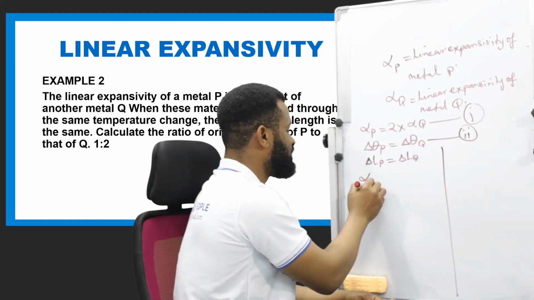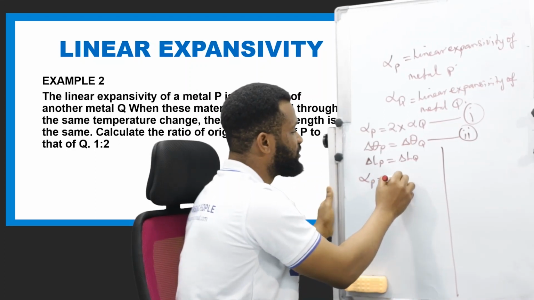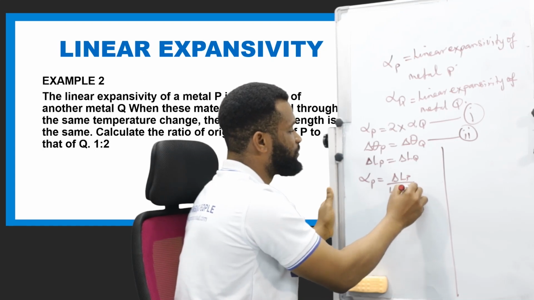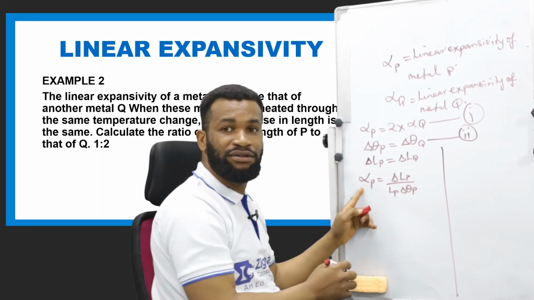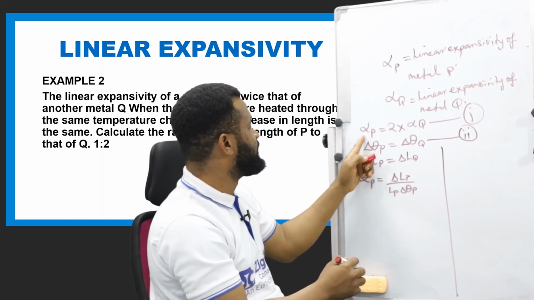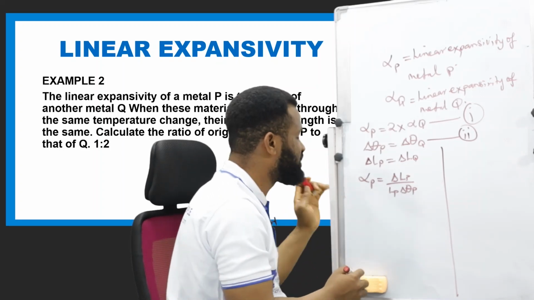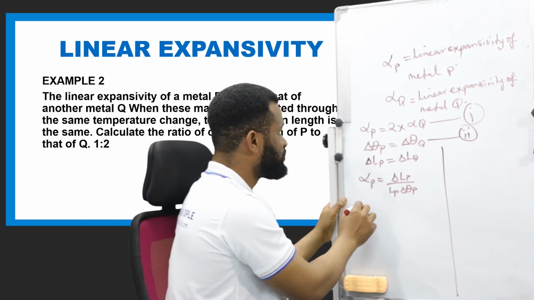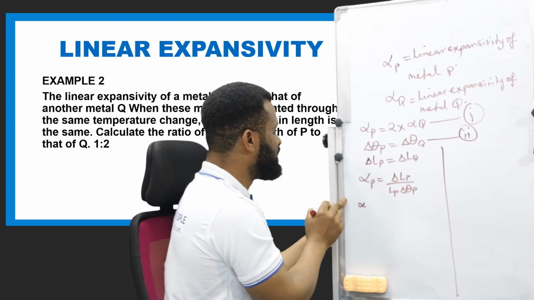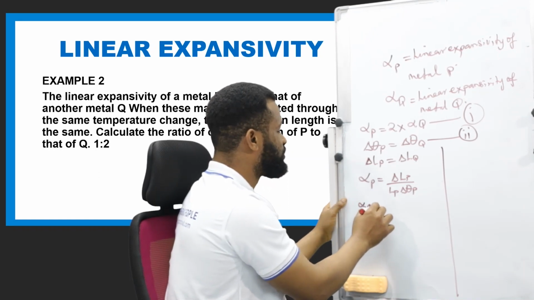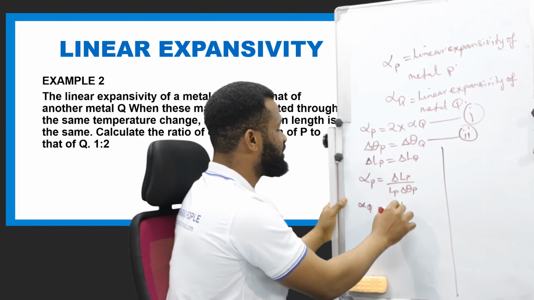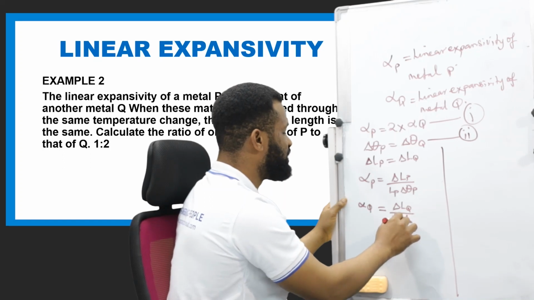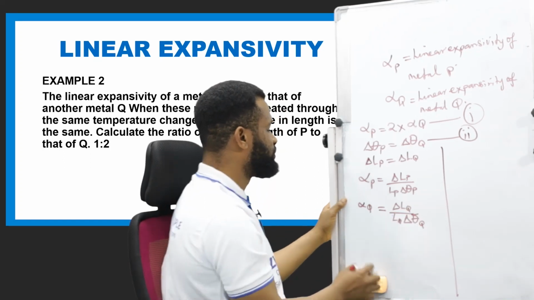Now, this is for P, is going to be change in length of P all over original length of P times change in temperature of P. That is it. Now, this is what I'm going to write for this. I am also going to say that the linear expansivity of the body Q is going to be equal to change in length of Q all over length of Q, change in temperature of Q. So these are the two formulas.